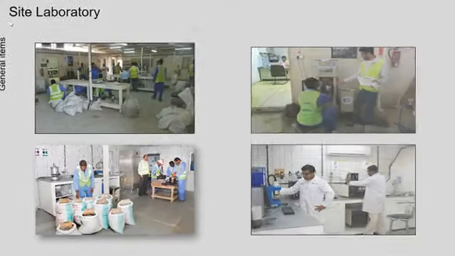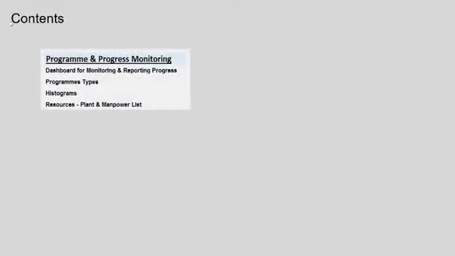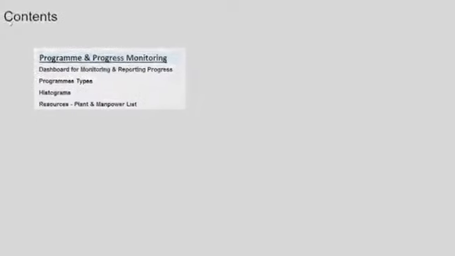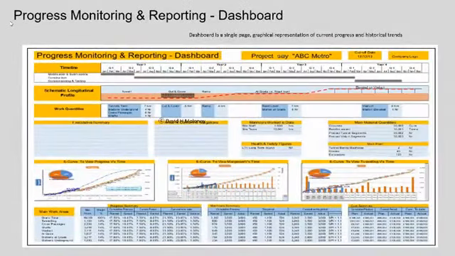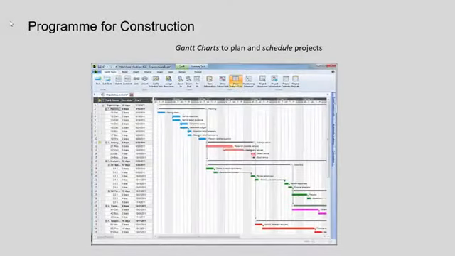Laboratory and tests. Program and progress monitoring. Dashboard for monitoring and reporting progress. The dashboard is a single-page, graphical representation of current statistics and historical trends. Programs, various types.